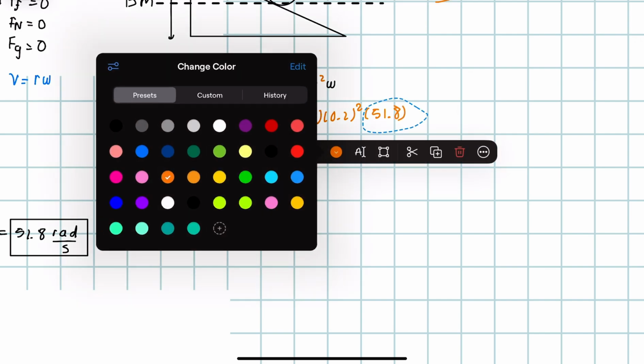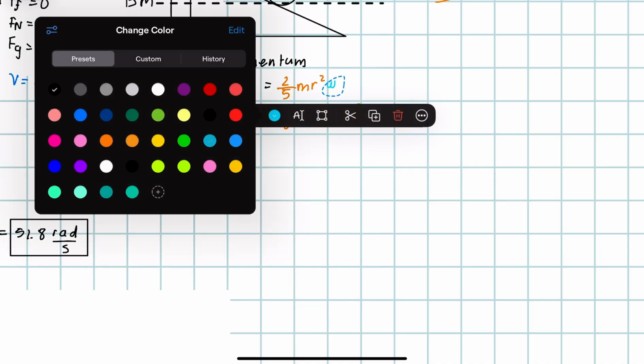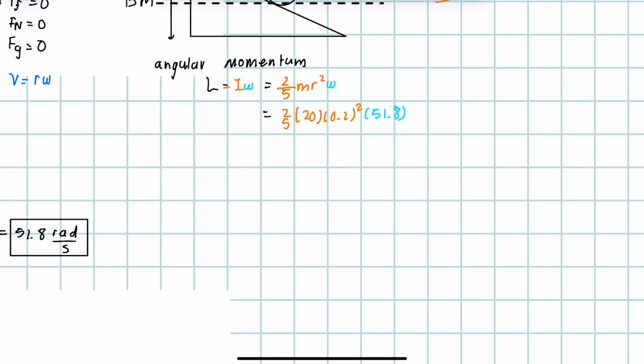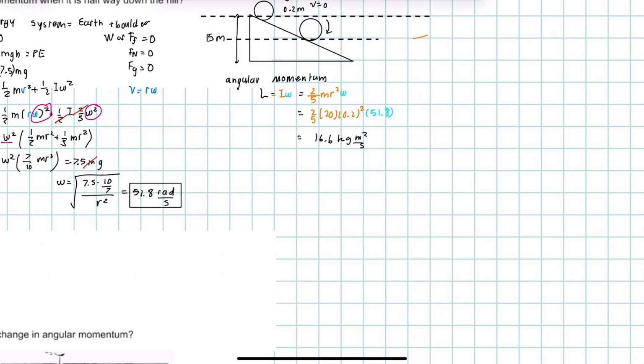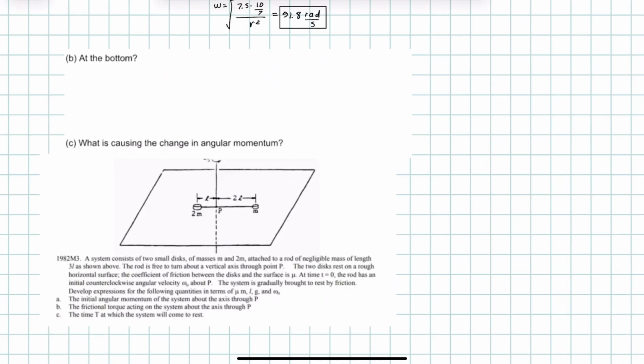Actually, let's make that blue. Why not? This is all blue. Now plugging this into our calculator, this is going to equal 16.6 kilograms meters squared over second. And so now we want to find the angular momentum at the bottom.